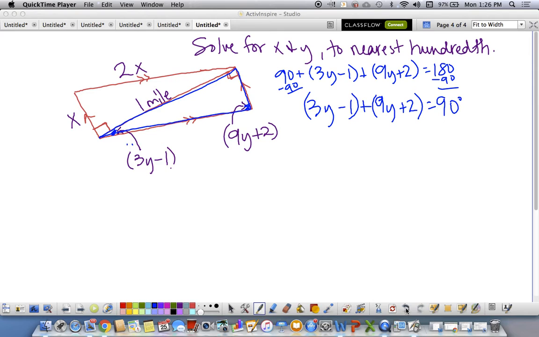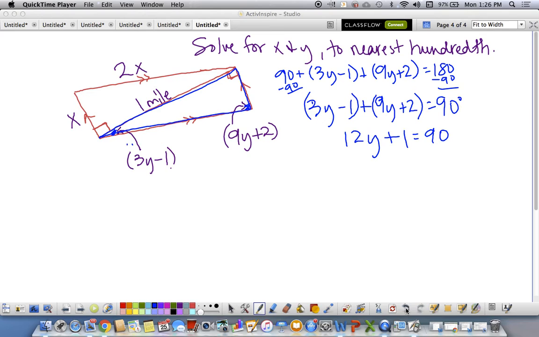I put parentheses because parentheses are most of the time needed. But when I pull them out, what happens? Does anything change? No. So I just need what? 3y plus 9y is 12y, plus 1 equals 90.